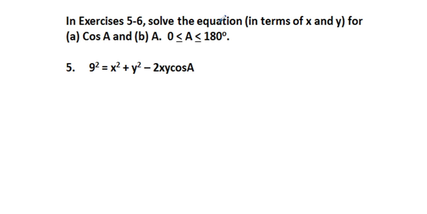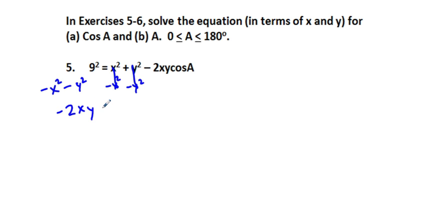In exercises 5 and 6, solve the equation in terms of x and y for part A, cosine A, and part B, the angle A between 0 and 180 degrees. So what we're trying to do is solve for this cosine A. To do that, we're going to cast off everything that is not cosine A. The first thing we'll do is subtract x squared and y squared from both sides of this equation. And now we have to do the same thing to the other side, minus x squared minus y squared. And we have cancellation here.